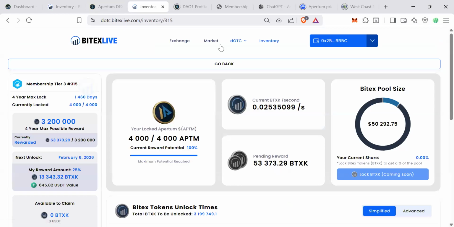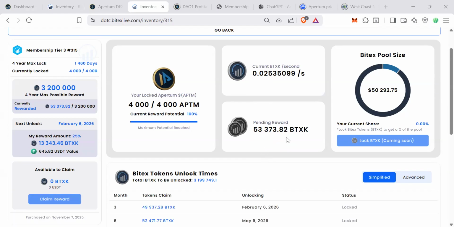Oh, there's mine. Can you see this here? 4,000 out of 4,000. So you can see I've loaded mine fully, and you can see my numbers here. I'm getting 0.2 a day. I've got 53,000, because I've done this about a month ago. You take 25% of that, and you can see it's 13,343, and it's worth $645 so far in USDT.